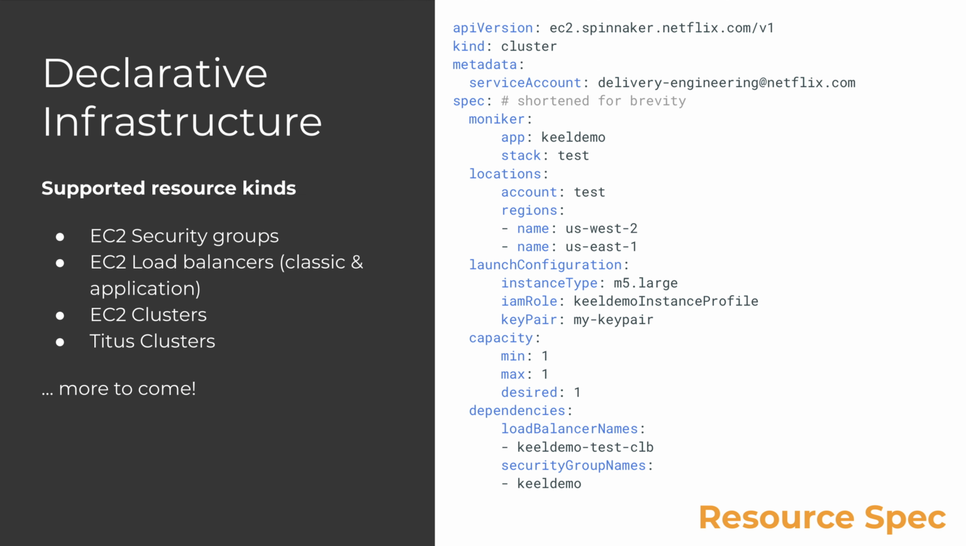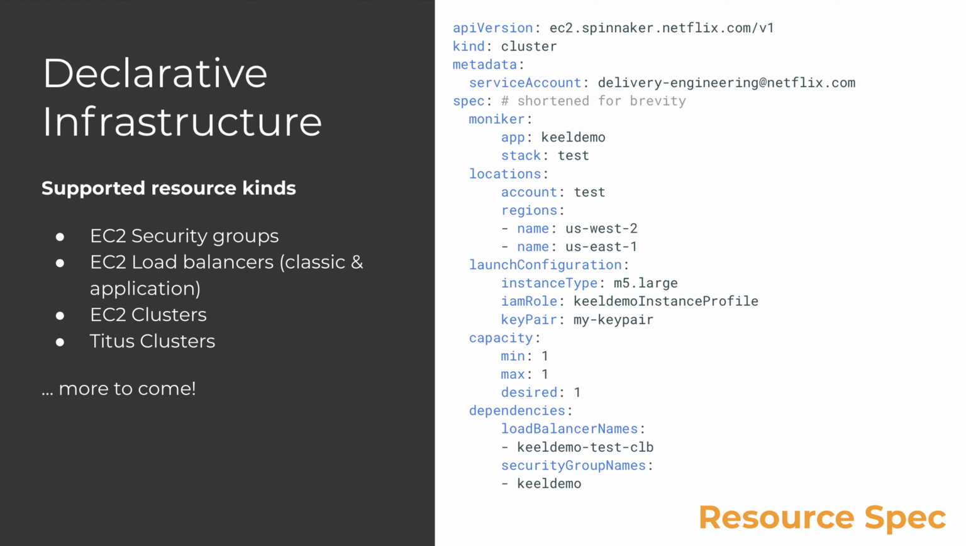So the first thing that we've built is declarative infrastructure for the platforms that Netflix uses. So we have support for EC2 security groups, load balancers, clusters, and Titus clusters. You'll notice Kubernetes is not on this list. If you're interested in helping us, again, talk to us. We'd be so excited about that. So what does this look like?